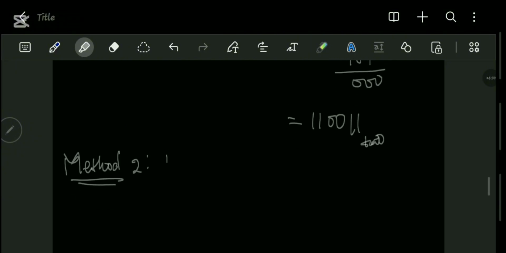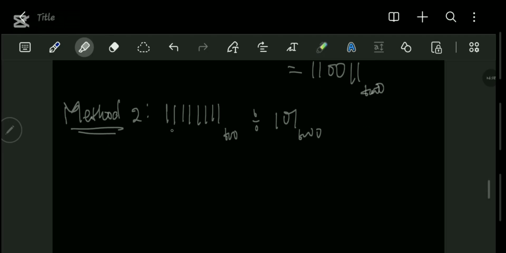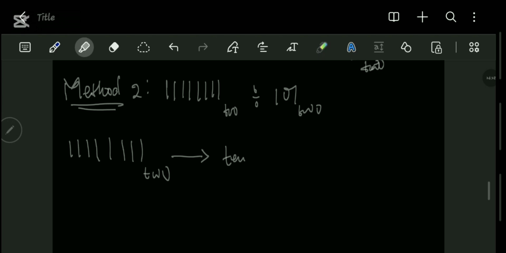So for method 2, we have to divide 1 2 3 4 5 6 7 8 in base 2 by 101 in base 2. We said we convert this to base 10. So 1 2 3 4 5 6 7 8 in base 2, we first convert this to a number in base 10. To convert this to a number in base 10, we multiply each of them by 2.